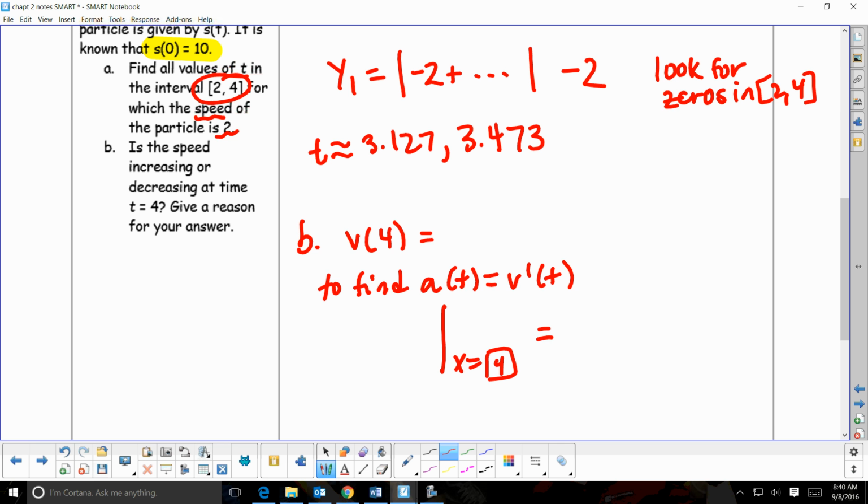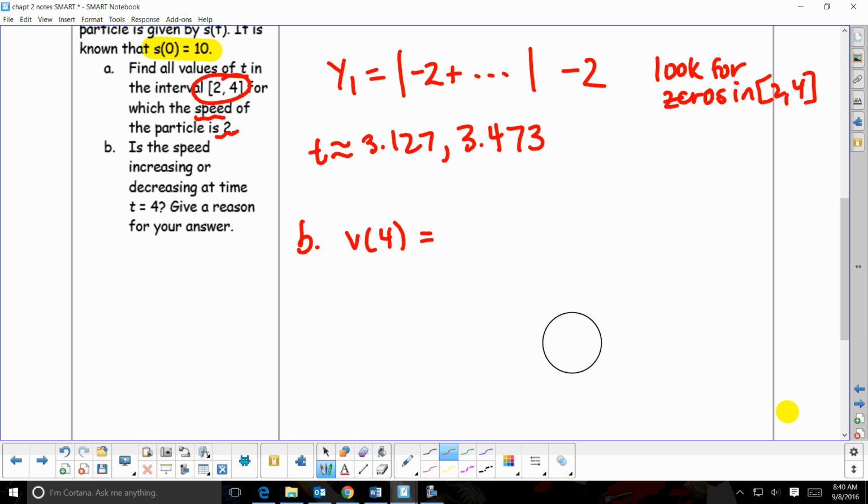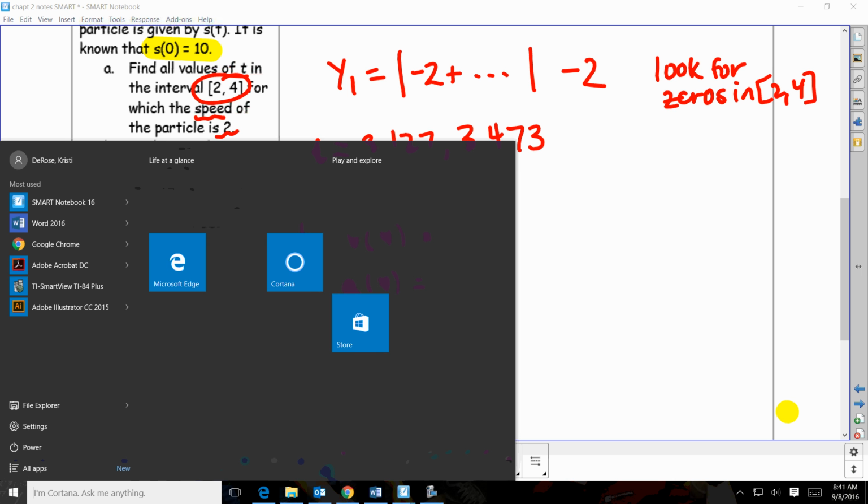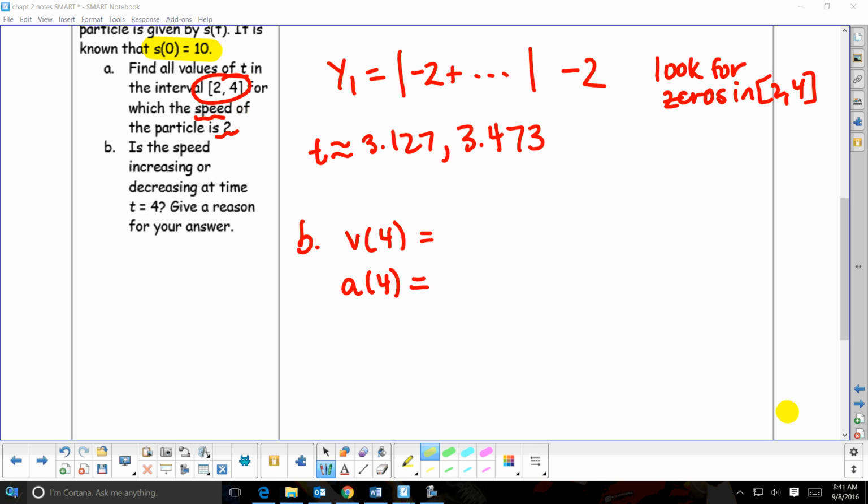So I want you to see if you can find B of 4 and A of 4, and I will come around and help you. You want me to do it on my 84? Please.